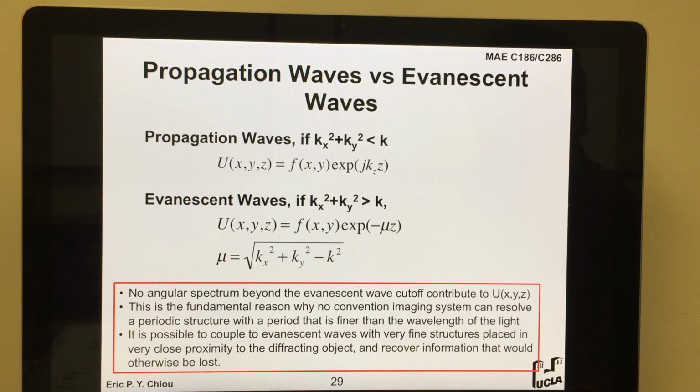The next topic is trying to explain why we have limitations when using periodic waves to synthesize the object image. There is some limitation.